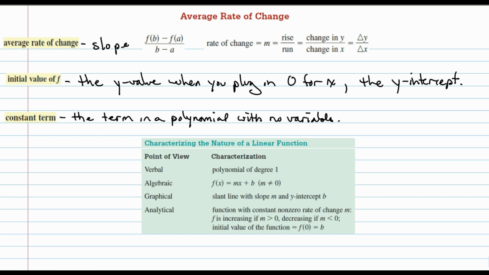Some more terminology we need to understand is the average rate of change is also slope. Remember, f of b stands for the y value or the function's output after I plug in b. And this is the function's output after I plug in a. So this is just like y2 minus y1 over x2 minus x1. So your 2 points that you'd be using here are b comma f of b and a comma f of a.